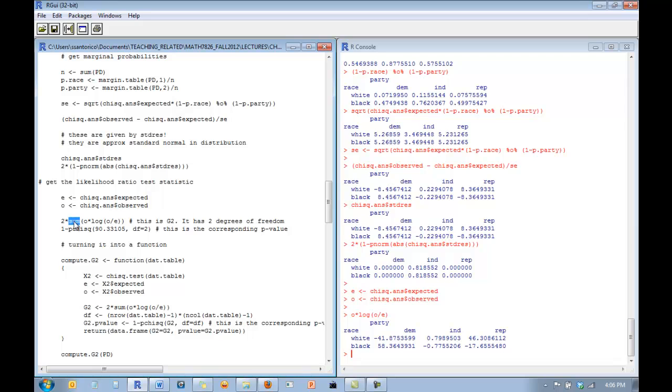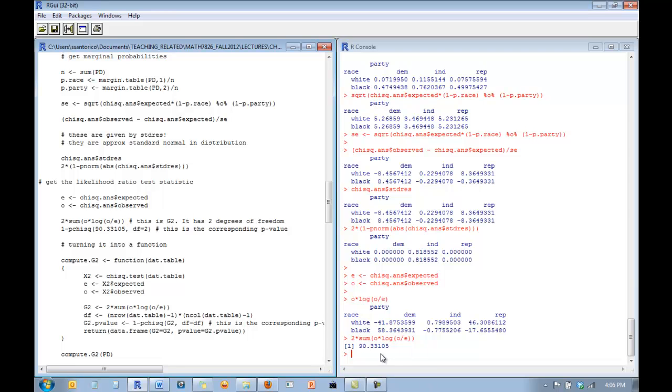So that's what's on the outside. It's going to sum up everything in here. And then my statistic had a 2 on the outside. So that whole thing computes my entire likelihood ratio statistic for me.